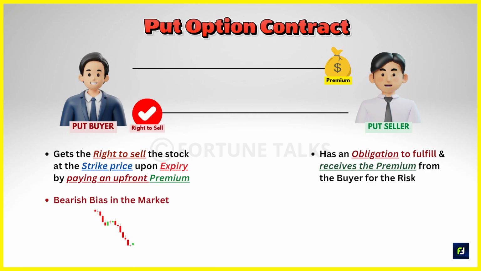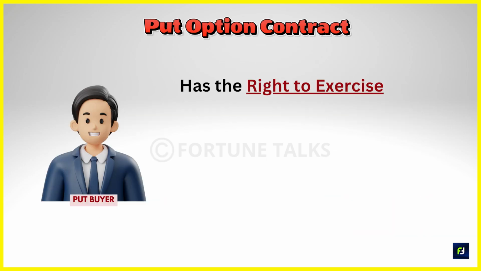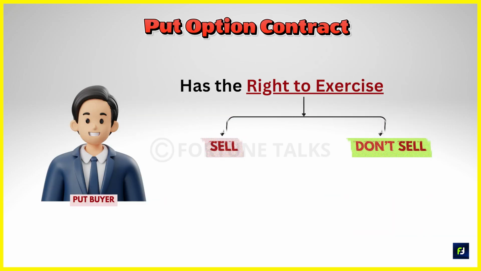Since the put option buyer expects the market to go down by the expiry, the put option seller would take the opposite bet, where he anticipates the stock prices to rise or stay flat. This would in turn mean that the put option seller will have to buy the stock upon expiry if the put option buyer decides to sell. Or in other words, the seller has an obligation. So it is up to the put option buyer to decide whether to exercise his right to sell or not.